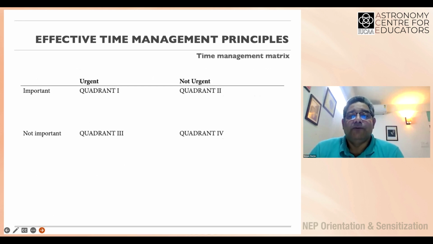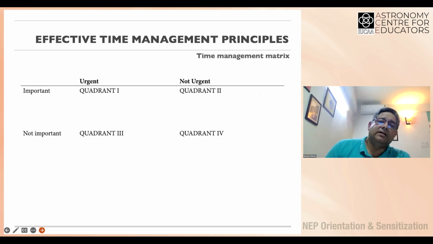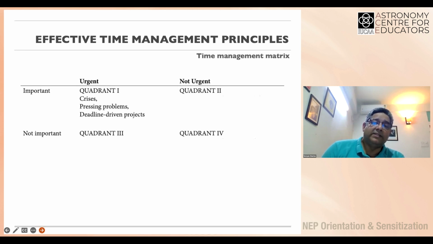So this is a very important matrix that I wanted to share. This is called the time management matrix. There are two things here. One is whether your task is important or not important, and the other is whether your task is urgent or not urgent. Based on this, we can divide it into four quadrants. In the first quadrant, things that are important and urgent, such as crisis situations, very pressing problems, or for example a deadline to submit a project, a manuscript, or a question paper. I think those come into this quadrant.